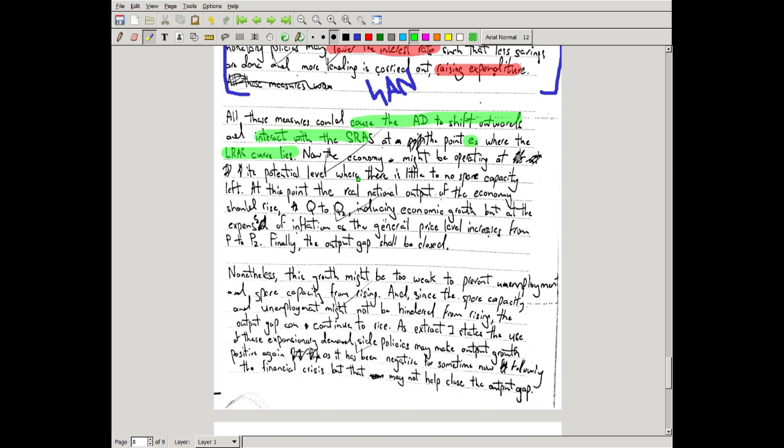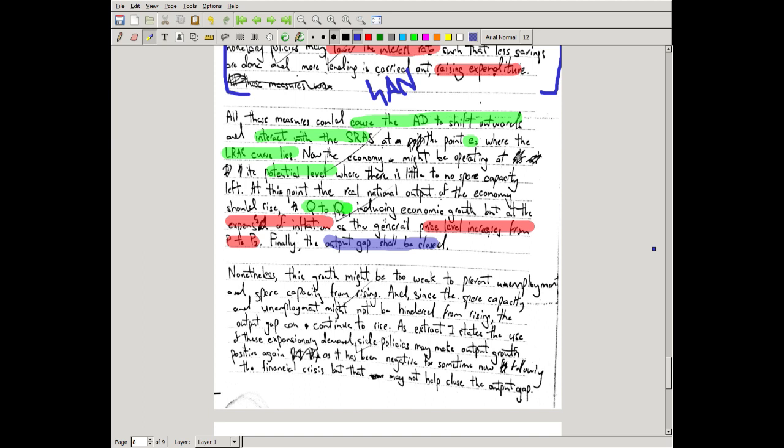Now the economy might be operating at its potential level, where there is little to no spare capacity left. At this point, the real national output of the economy should rise from Q to Q2, inducing economic growth, but at the expense of inflation, as the general price level increases from P to P2. Thus the output gap shall be closed.